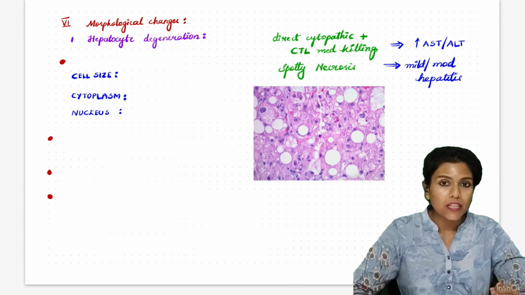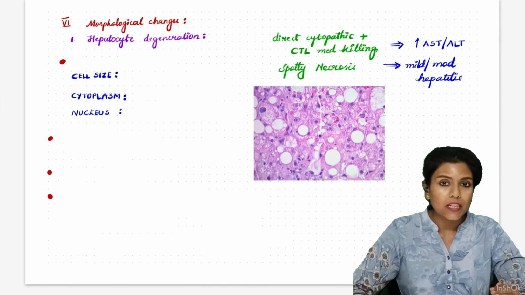The cytoplasm of a normal hepatocyte contains certain liver enzymes called alanine transaminase and aspartate transaminase. Because of this disruption, the cell contents leak out and show up in the circulation. Therefore, in the blood follow-up, liver enzyme levels will be raised, that is, an increase in AST and ALT. These enzymes will be raised because of this killing by the immune response.